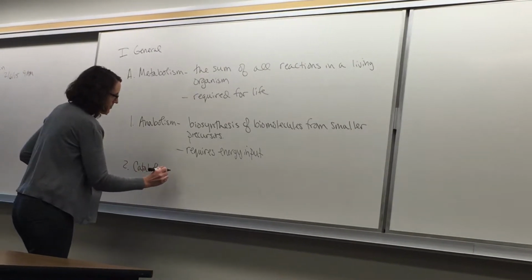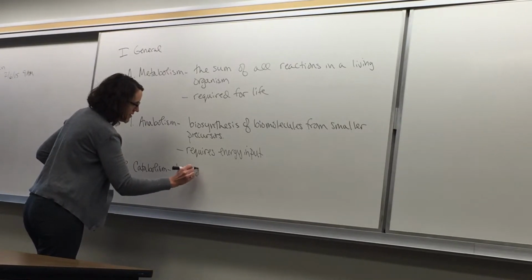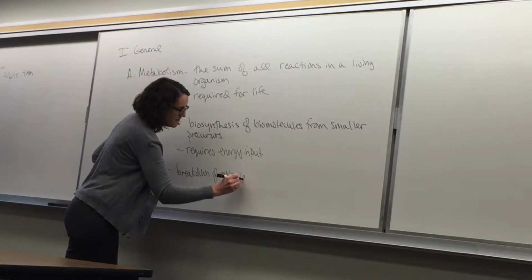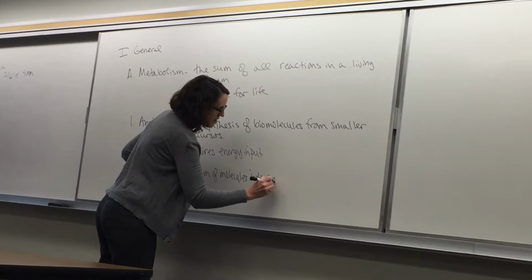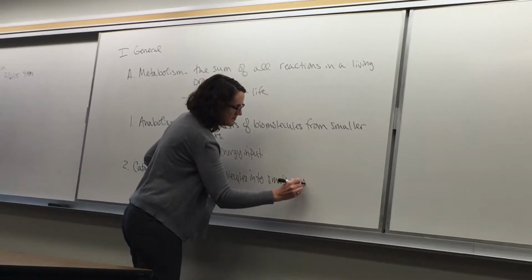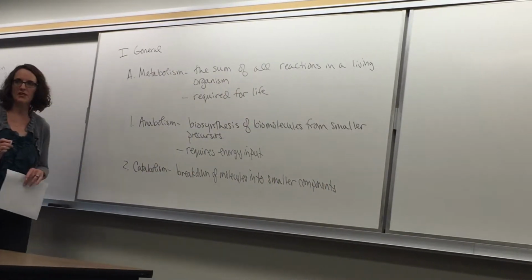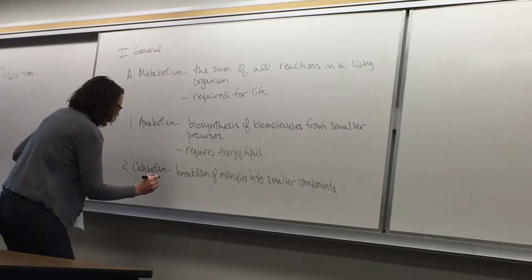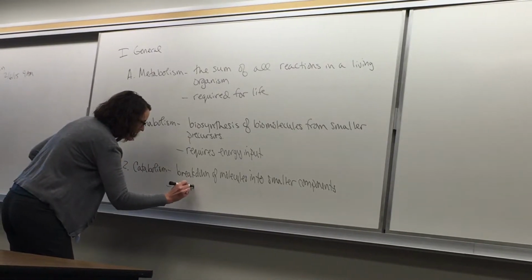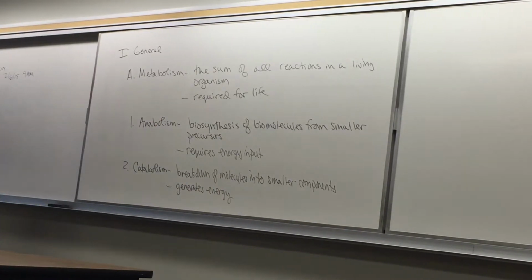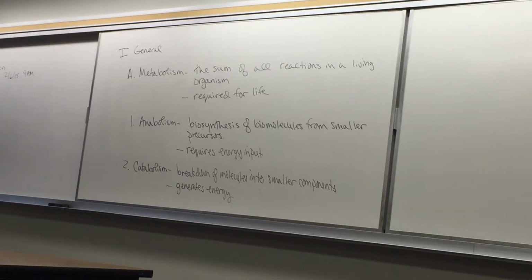So you're going to see some sort of an energy input. Catabolism, or catabolic pathways, is the breakdown of molecules into smaller components. So taking those big things and breaking them down into smaller parts. And in that process, we can generate energy. The energy contained in the chemical bonds that we're breaking and rearranging gives us an energy output. But then we can do things like fuel anabolic processes.